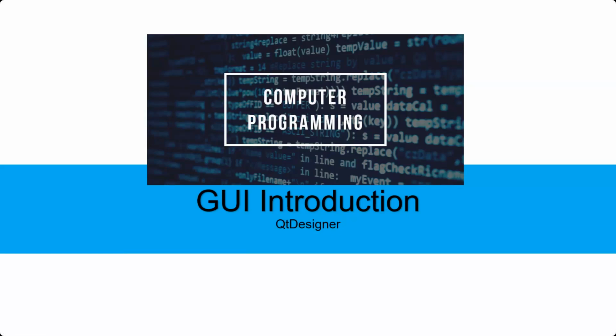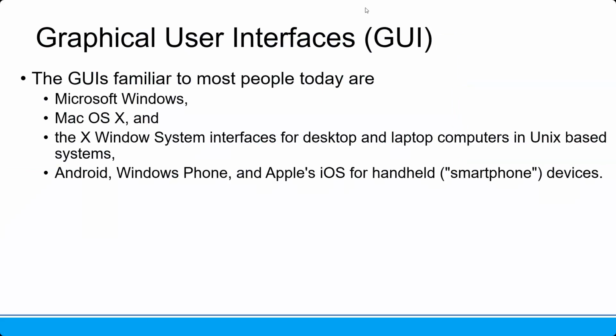Today I'm going to introduce you to the GUI. What is GUI? And in this class, I will particularly use Qt Designer. GUI is the graphical user interface. We call it G, U, and I. That's why if I mention this one very fast, it sounds like GUI.